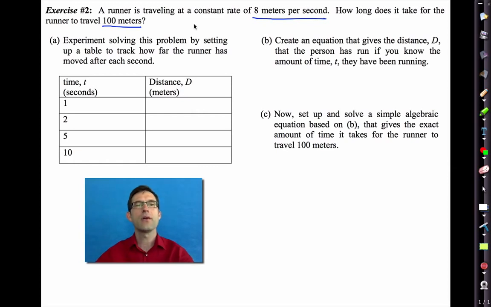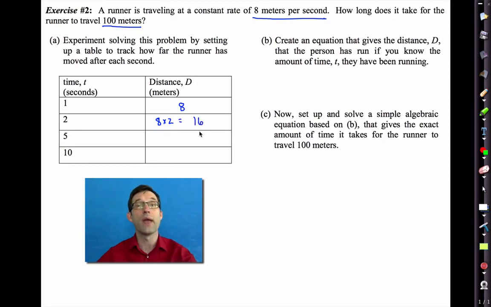Okay? Letter A says experiment solving this problem by setting up a table to track how far the runner has moved after each second. Pause the video right now and see if you can do this on your own, and then we'll fill it out, okay? All right, let's go through the problem. Well, if the runner is traveling at 8 meters per second, then after 1 second, the runner has clearly traveled 8 meters. After 2 seconds, though, the runner has traveled 8 times 2, or 16 meters, right?